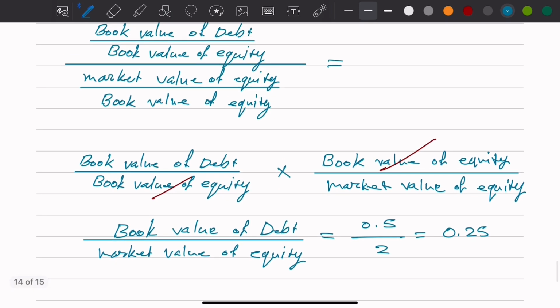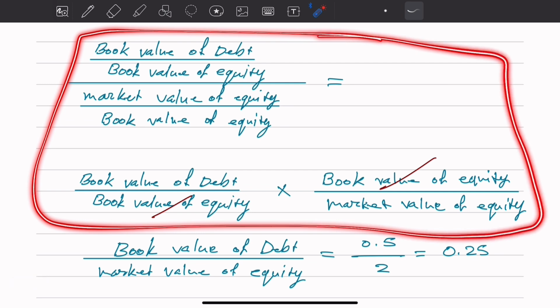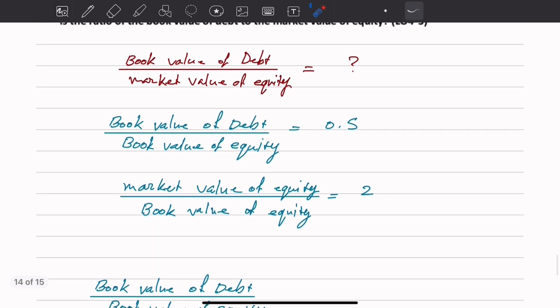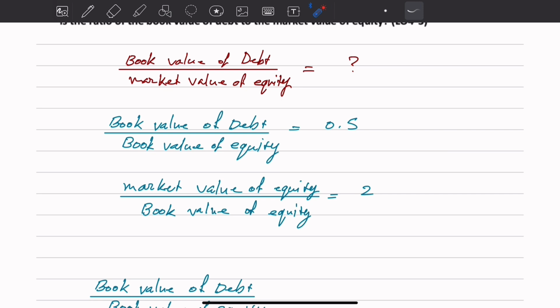Now if you get a similar question in the exam, you don't really have to prove your work like I have done here. I just wanted to show you these tips to make sure that you understand how we came to this conclusion. Again, I'll repeat. We want to calculate book value of debt divided by market value of equity. We don't know the book value of debt. We don't know the market value of equity. And we cannot even find the values of these two components from the ratios given to us in the question.